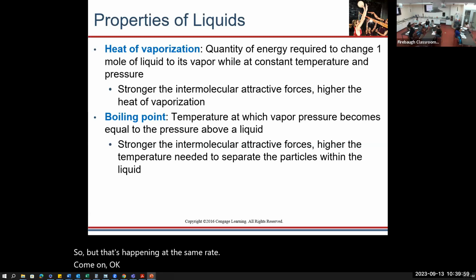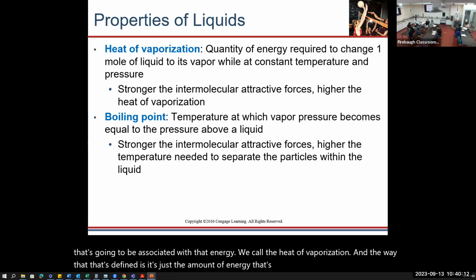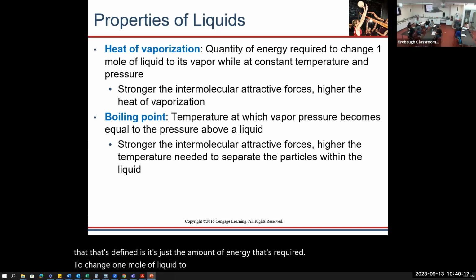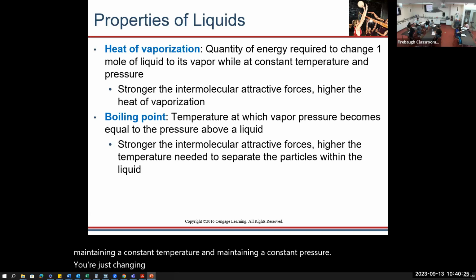So when we talk about vaporization or evaporation, we have energy that's associated with that. That energy we call the heat of vaporization. The way that it's defined is the amount of energy that's required to change 1 mole of liquid to vapor at a constant temperature and pressure. So you're maintaining a constant temperature and a constant pressure. You're just changing 1 mole of liquid to vapor. That's how much energy it takes to do that.